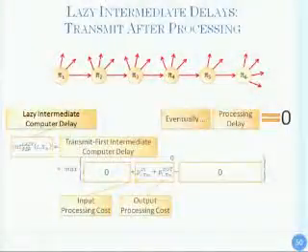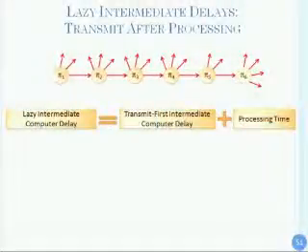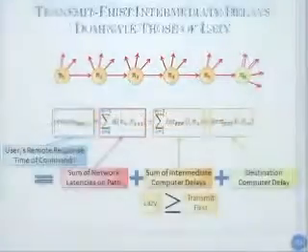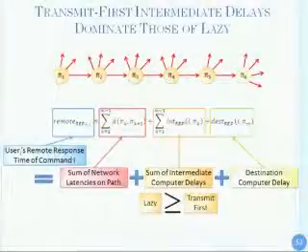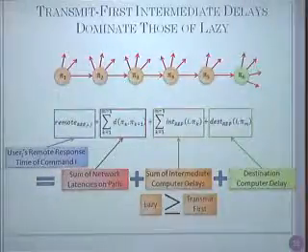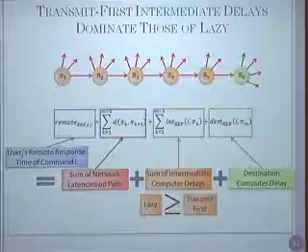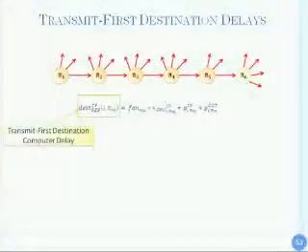In which case, we get that the lazy intermediate delay is equal to simply the transmit first intermediate computer delay plus the processing time. Okay? Now, if we combine the results we have so far, we will see that basically transmit first intermediate delays dominate that of lazy. In other words, transmit first is always better than lazy so far. Okay? But let's consider the destination delays.